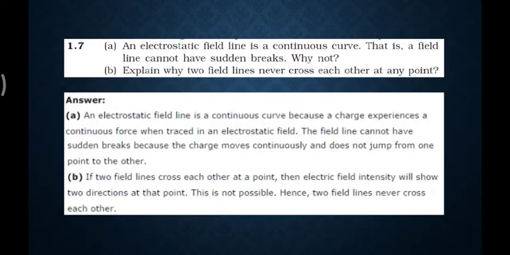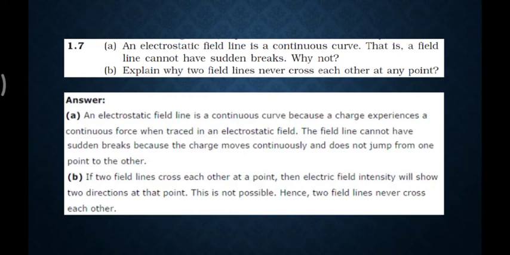1.7. An electrostatic field line is a continuous curve, that is, a field line cannot have a sudden break. Why is there no sudden break? And part B: explain why two field lines never cross each other.